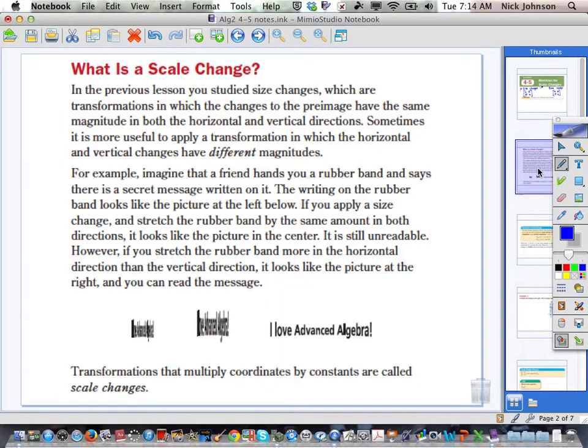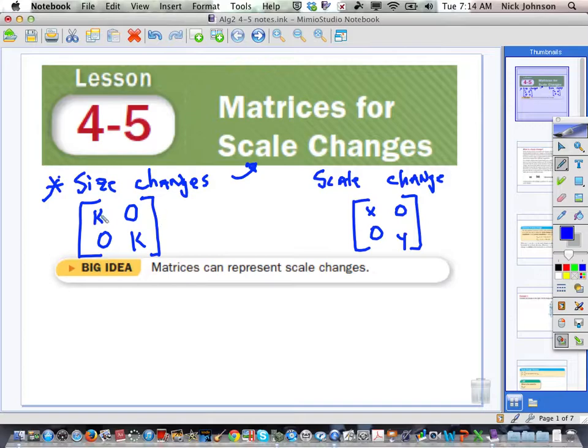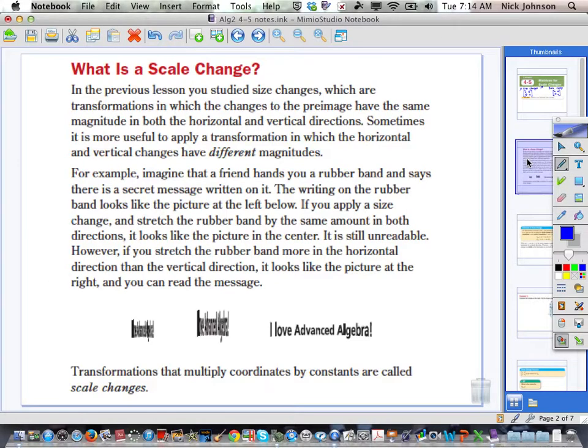In the previous lesson, you studied size changes, which are transformations in which the changes to the preimage have the same magnitude in both the horizontal and vertical directions, as shown before. We moved it vertically and horizontally by the size k. Sometimes it is more useful to apply a transformation in which the horizontal and vertical changes have different magnitudes, so it stretches further than the other one.